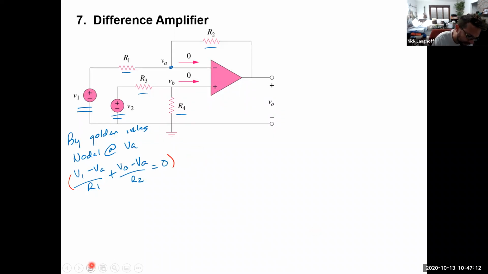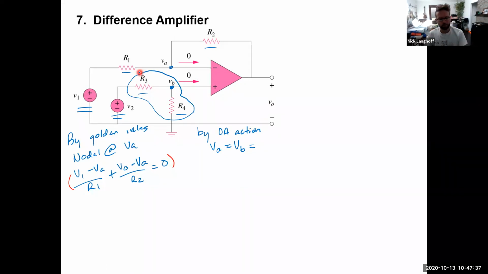Hang on. Before we do that, let's talk about the op amp action. In other words, rule number 2, VA is equal to VB. So these two voltages are identical. So VA is equal to VB, and VB equals, notice that R3 and R4 here form a voltage divider with V2 because there is no current flowing into that input pin. So this is equal to V2 times R4 over R3 plus R4.